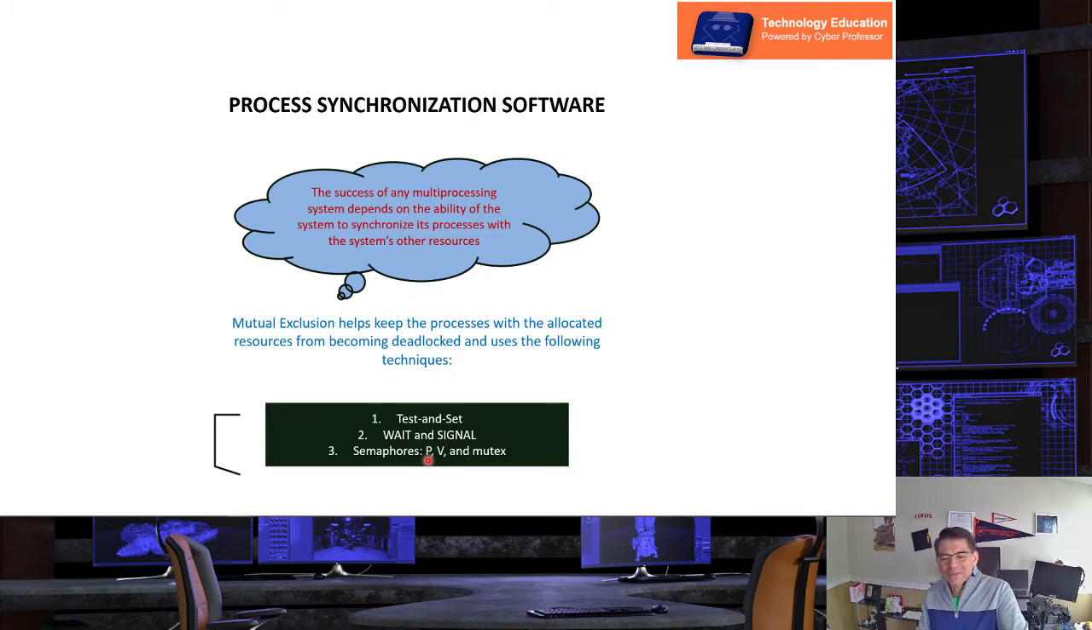The first one is test and set. The second one is wait and signal, and the last one is semaphores, PV, and mutex. So those are the software techniques that we are going to enumerate here under process synchronization software. What I need you to do is just take a quick look at your textbook and understand the differences between the 3 before you take your quiz for this section of our content in the operating systems course.